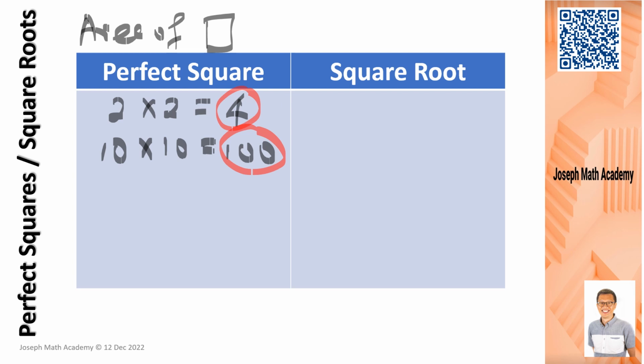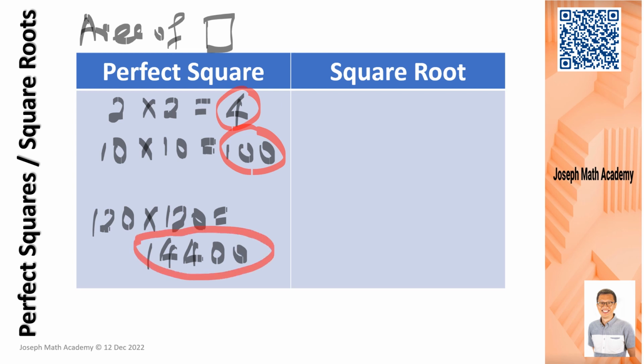If I have an area of 120 times 120, which is this, that means 14,400 is a perfect square. Okay, so the numbers actually go on and on.